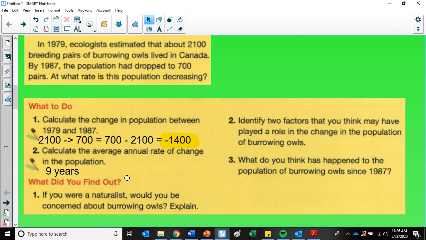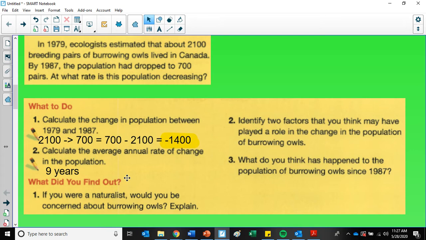Now, how do we calculate the average? Well, we have how many total it dropped, so let's figure out the average. With that, we need to figure out how many years this study was active. In 1979, that was year one. They started counting, so we have to count that as a year. So 1979 is one, 1980, 81, 82, 83, 84, 85, 86, 87.